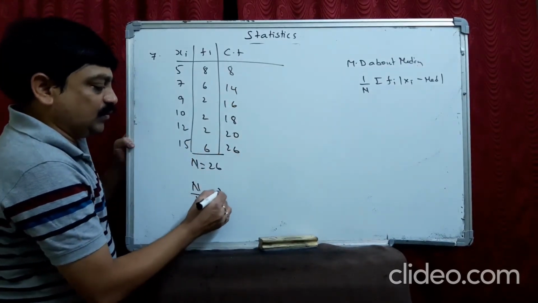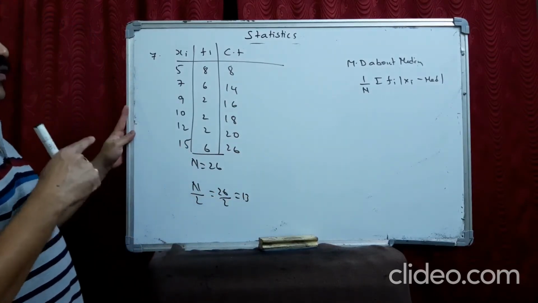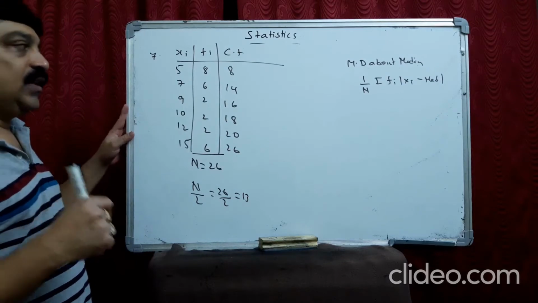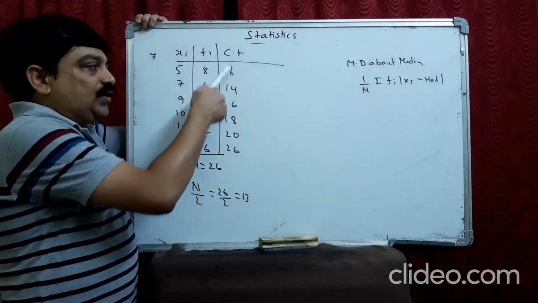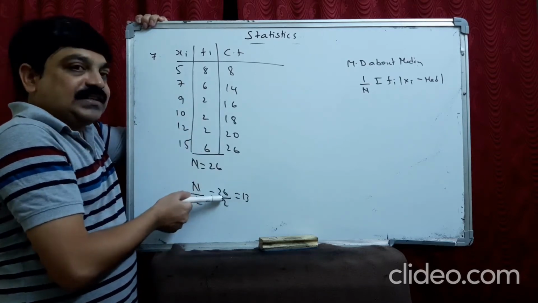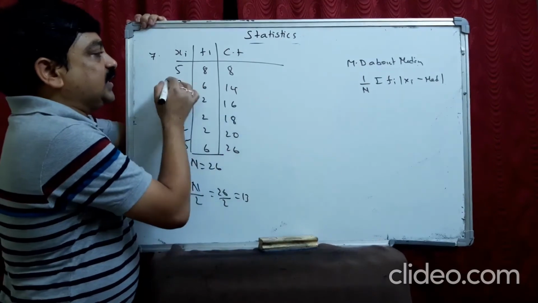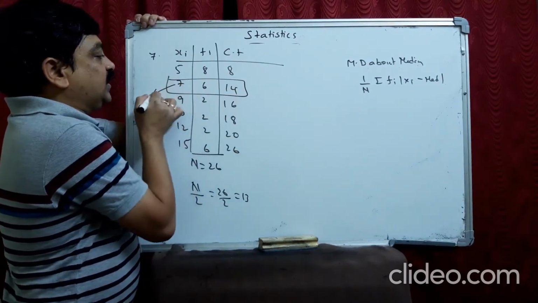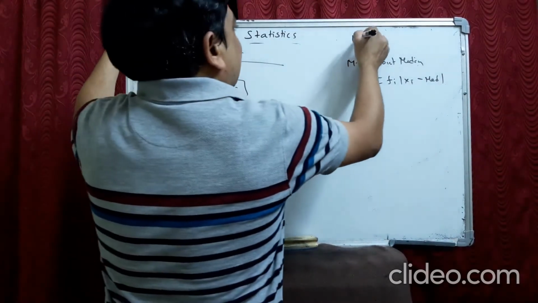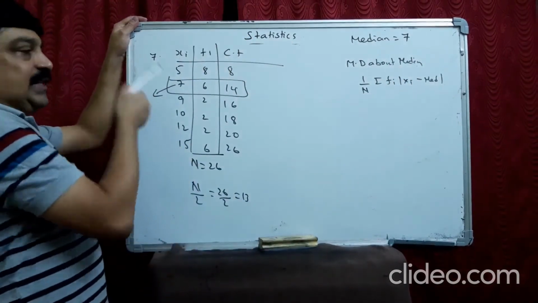See n by 2 value, 26 by 2 it is 13. And how to take median here when class intervals are not given, when only x's are given. You just check the cumulative frequency where the cumulative frequency just exceeds n by 2. Where it is exceeding n by 2? Here it is exceeding n by 2. Then you can take this as the median. So median is 7 here.